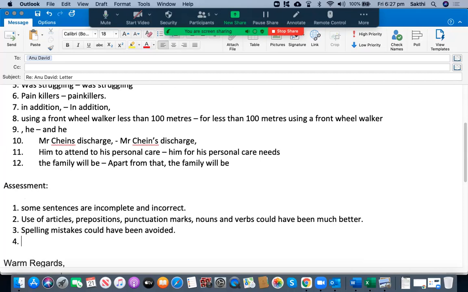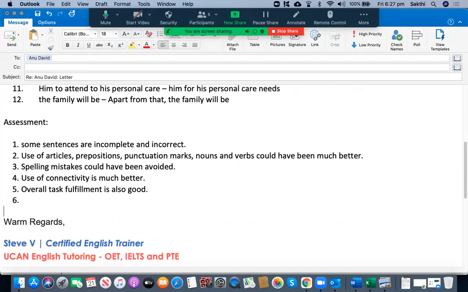Okay. Use of connectivity is much better. I'm happy with that. All right. Overall task fulfillment is also good. I strongly recommend my students to write down the number of words at the bottom so that it'll be much easier for me to assess whether it is within the word limit or not. Okay, yeah, you can count it, and then for the next time you can write it down.